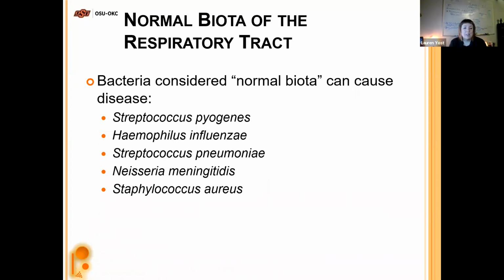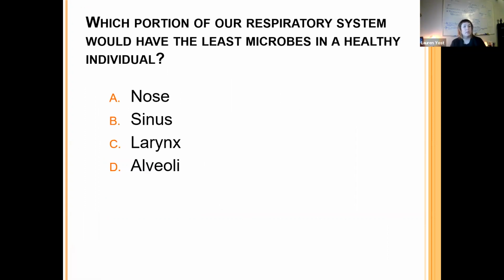So bacteria that could be considered normal biota for some people, but could potentially cause pathogenic effects include Streptococcus pyogenes, Haemophilus influenzae, Streptococcus pneumoniae, Neisseria meningitidis, and Staphylococcus aureus. We'll get into some of these, and some of these you're already familiar with.